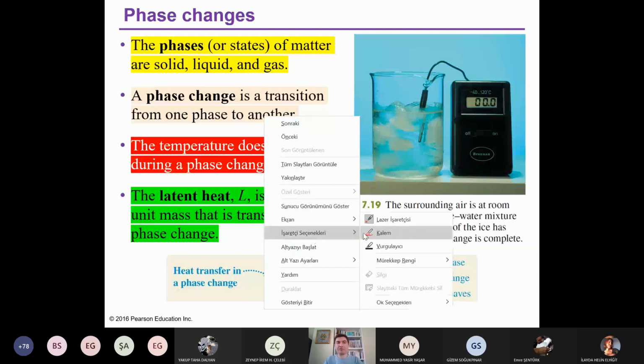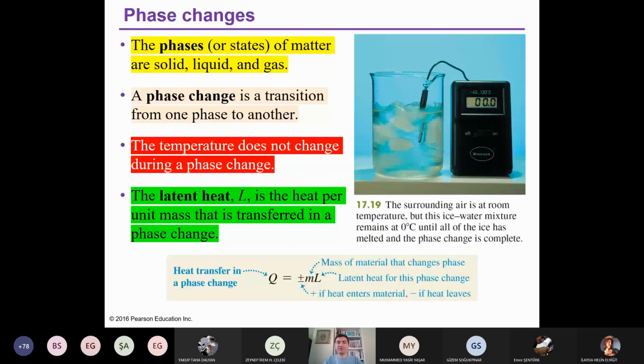Good morning, everybody. Today we will continue with phase changes and heat transfer in materials. The phases or states of matter are solid, liquid, and gas. You already know this information from your high school years. But in addition to these three main phases, there is an additional phase which is called plasma. But I will not go into detail with the plasma.